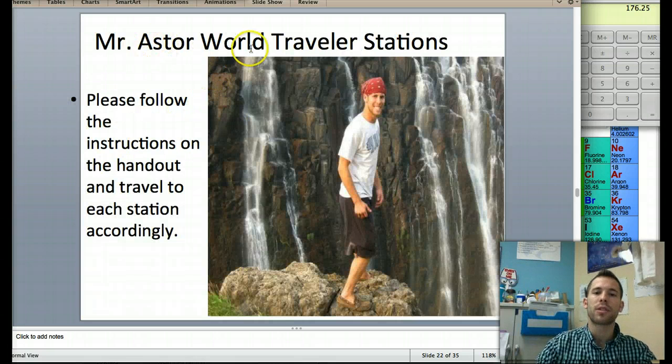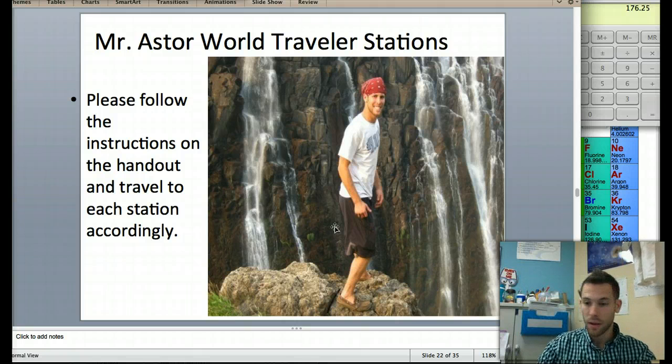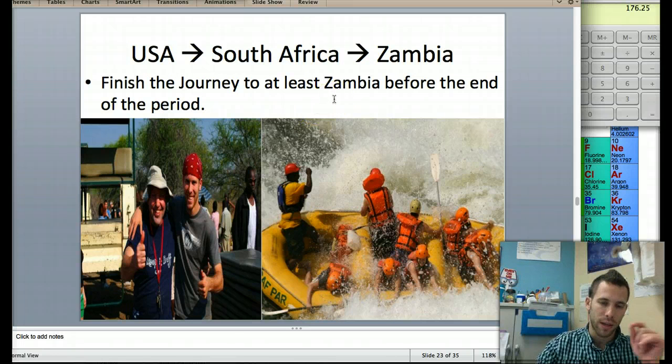And get ready to try Mr. Astor's World Traveler Stations. They're pretty simple. You just got to follow along with me as I travel around the world, converting currencies, obviously, to try and pay for food and rooms and rent and other necessary commodities. I go from USA to South Africa to Zambia. That's the part you should get to at least in day 1. After that, complete the rest of it, Zambia all the way to China.